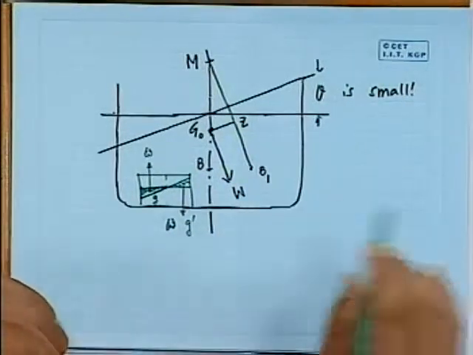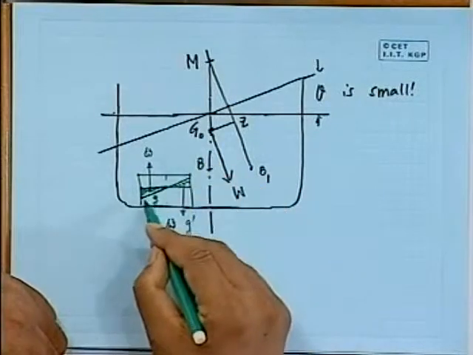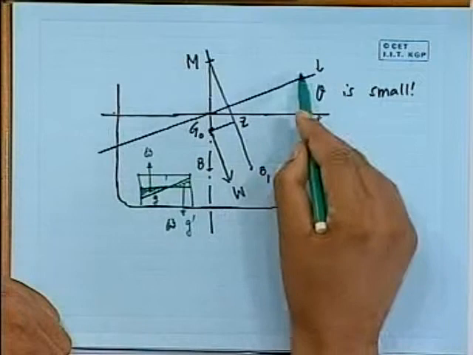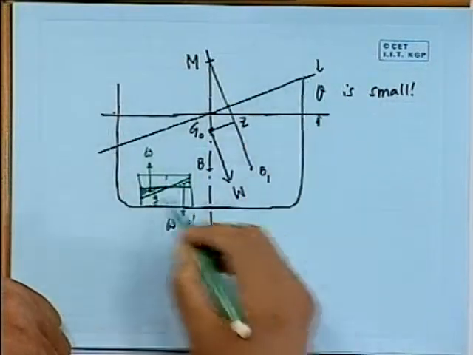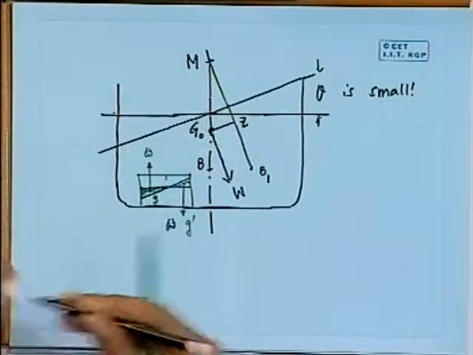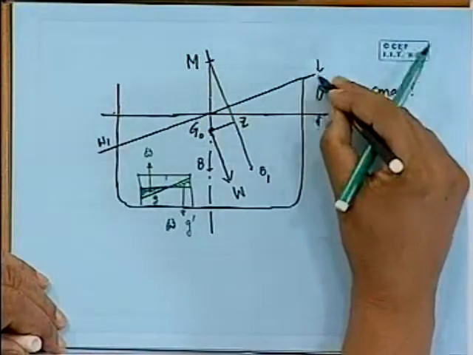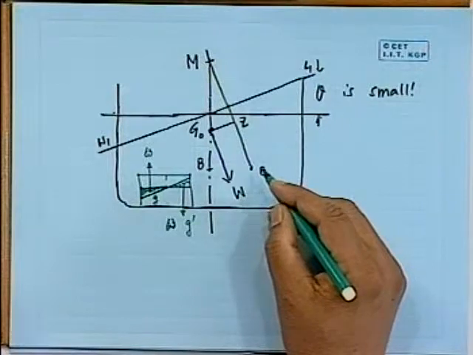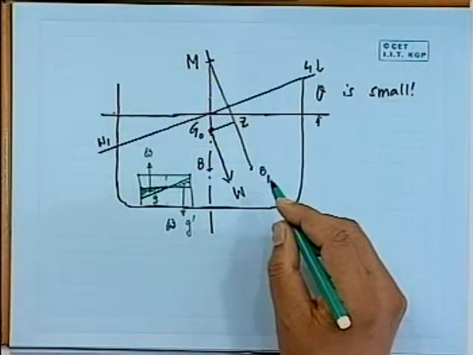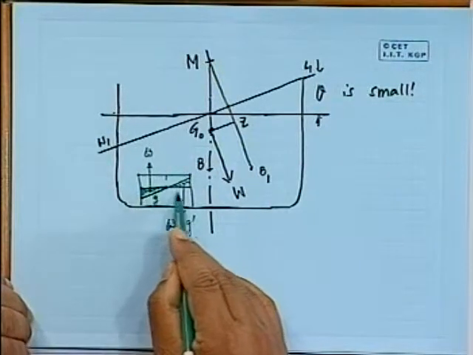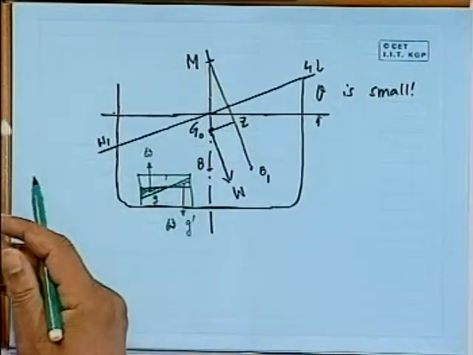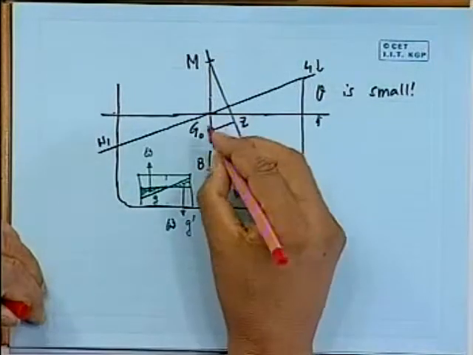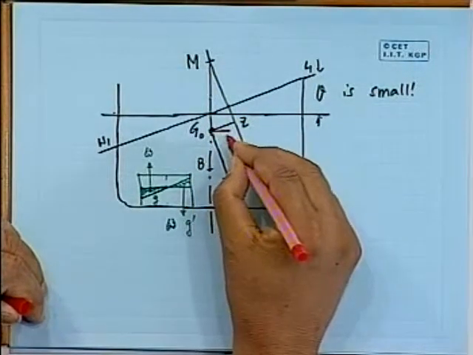Now, what is the effect of that? Does it cause a change of B? No. B is the center of the underwater volume, the ship under the line W1L1. So B does not change. What is changing is the center of gravity, because you have shifted some weight from here to here. So G has now shifted down to somewhere here, to G1.